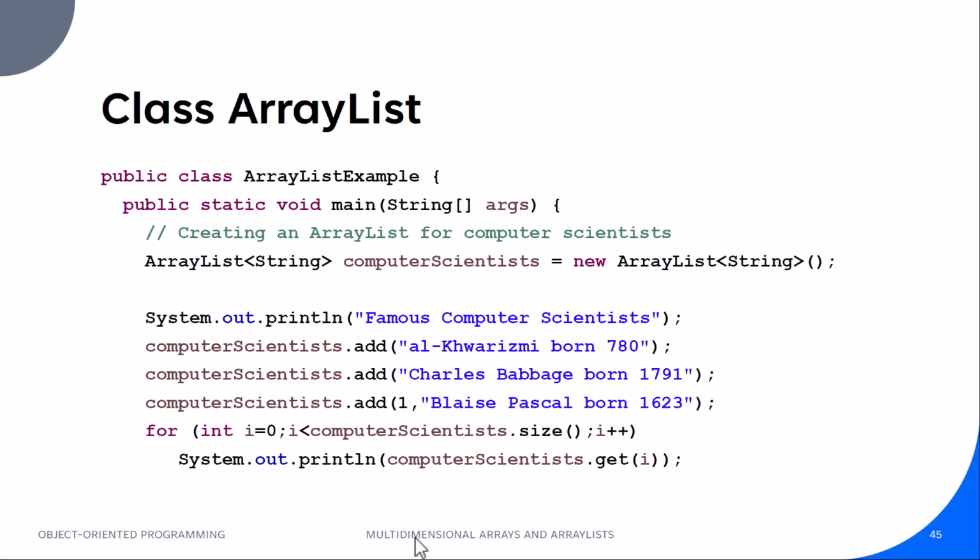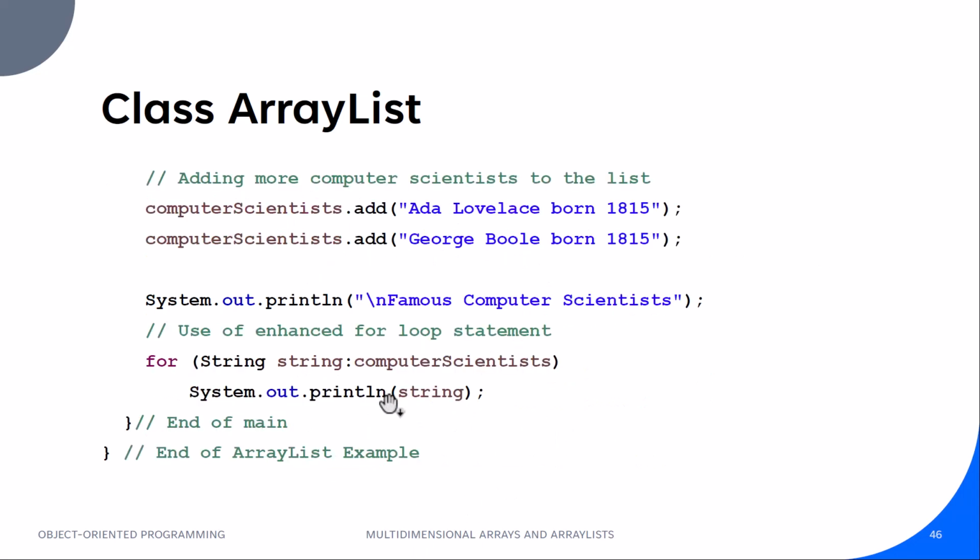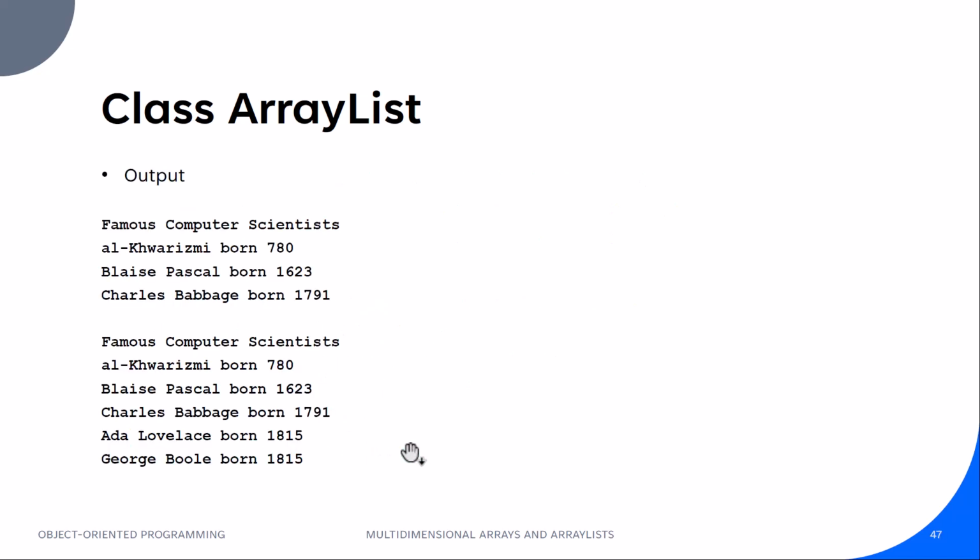Now let's extend this example. The first portion of the code is the same as the previous example, but we are going to add more elements to the list. So we are adding 2 more computer scientists, and then using an enhanced for loop statement, we are going to print the computer scientists. And here is the output.